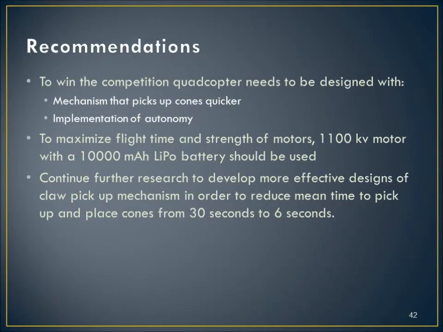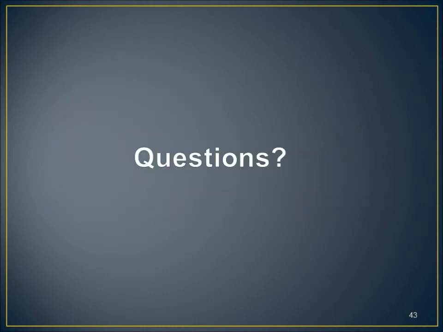In order to win this competition, a mechanism needs to be designed that can pick up cones quicker and reduce that standard deviation, ideally getting it down to about 6 seconds. Also, autonomy should be implemented so we can have a 5x point multiplier instead of a 3x point multiplier.